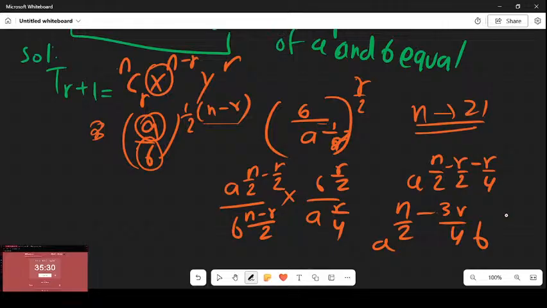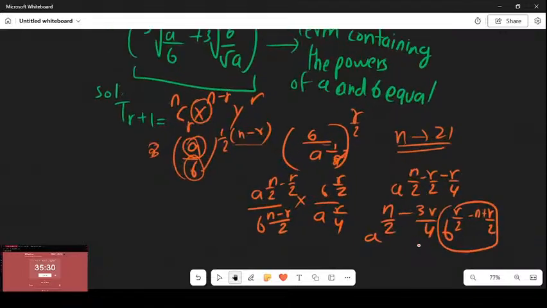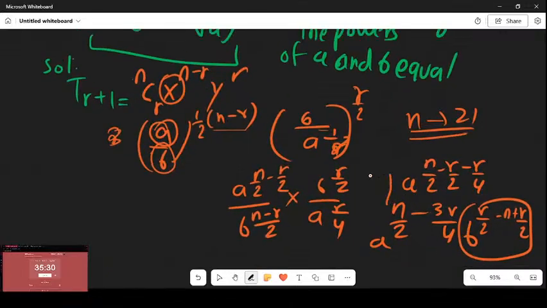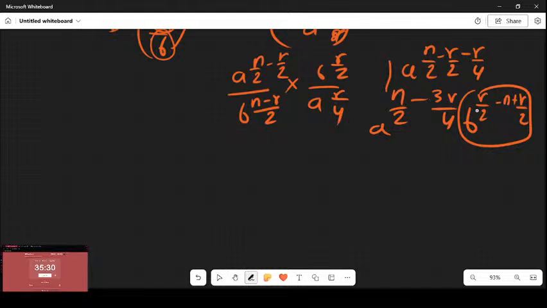b to the power n minus 2, minus, I guess, once again, I made a mistake. It was supposed to be r by 2 plus r by 2. I think this is r. I think that's b^r into a to the power n by 2 minus 3r by 4.